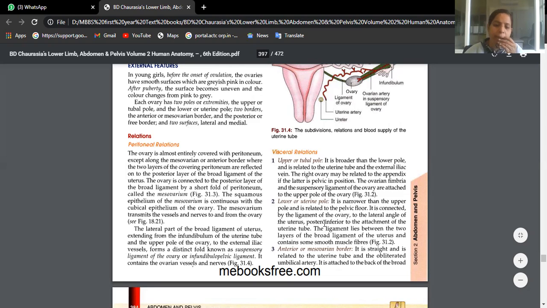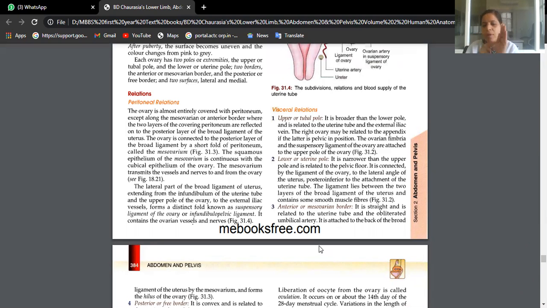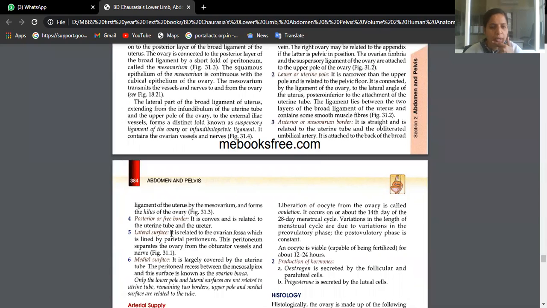It is narrower than the upper pole and it is related to the pelvic floor. It is connected by the ligament of the ovary to the lateral angle of the uterus, which I already told you. Then the anterior border. So the ovary will have upper pole, lower pole, anterior border, posterior border, medial surface, lateral surface. The anterior border, also called the mesovarian border, is straight and it is related to the uterine tube and obliterated umbilical artery. Enough, better, two things you write.